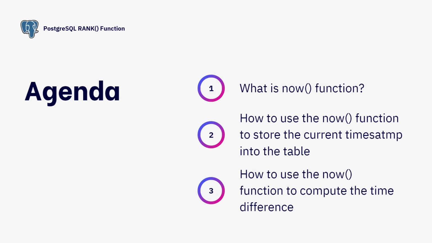First, we will know what a NOW function is. Then we will understand how to use a NOW function to compute the current timestamp and insert it into a table. Then at the end, we will know how to use a NOW function to compute the time difference.